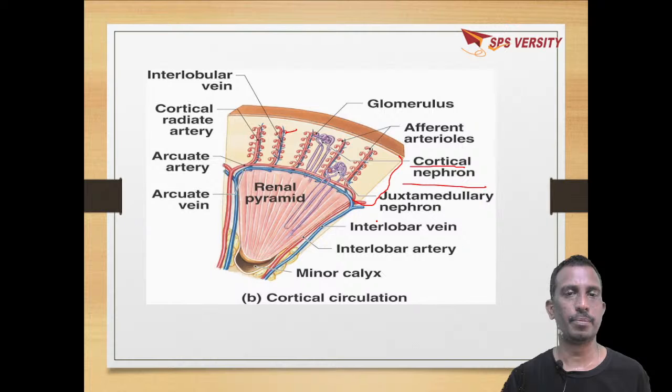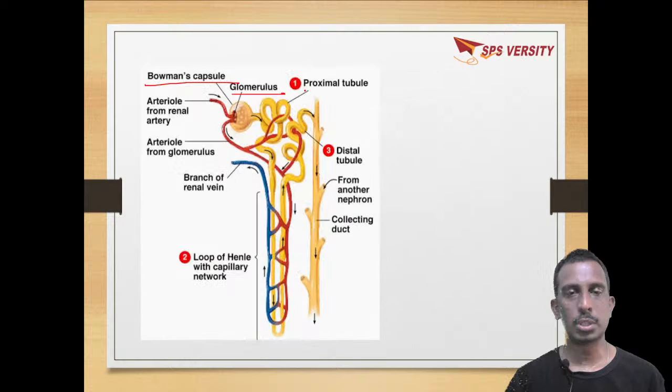Here you can see a renal pyramid, which is the internal part of a kidney, surrounded by the interlobular vein and interlobular artery, and below this there is a minor calyx, which opens into the bigger one, the major calyx. This is what is seen in cortical circulation. And these are the different parts of a nephron: glomerulus, Bowman's capsule, proximal convoluted tubule, loop of Henle, vasa recta, distal tubule, distal convoluted tubule, and collecting duct.